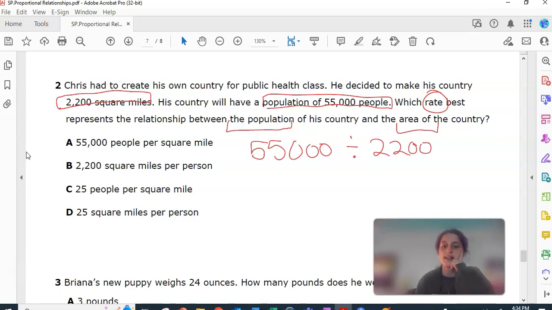So when I divide that, I get an answer of 25. So it's not A, it's not B. You need to decide, is it 25 people per square mile or 25 square miles per person? Remember that the order of your problem is also the order of your units. So attach some units to this division problem to figure out which one it is.